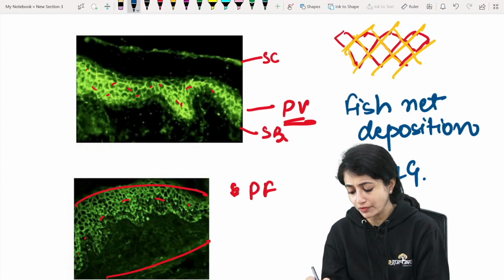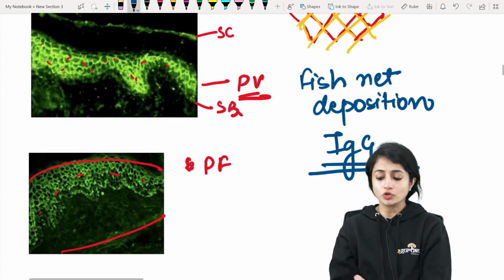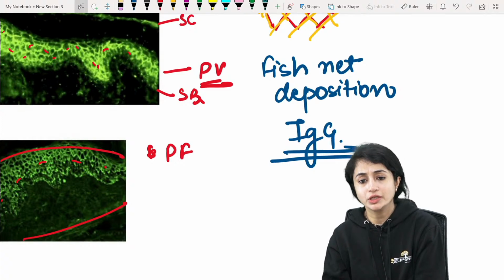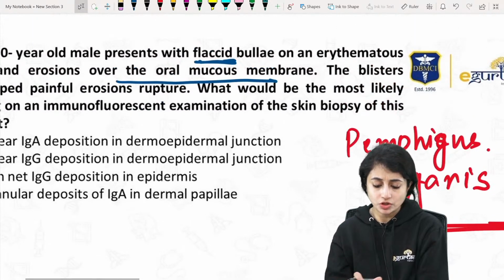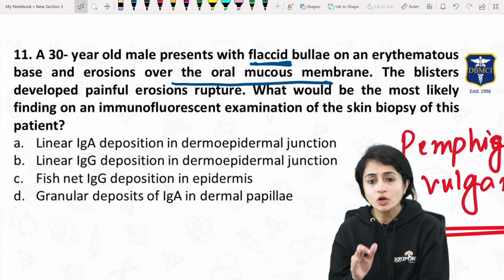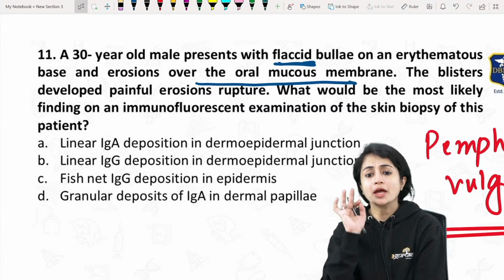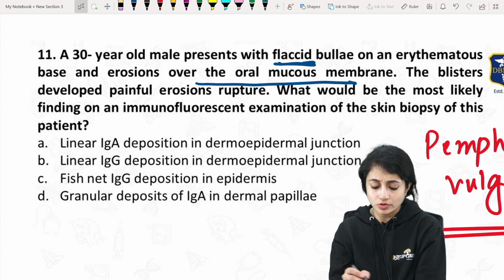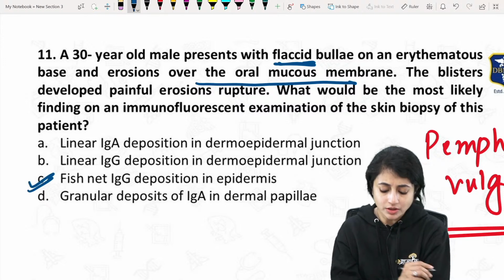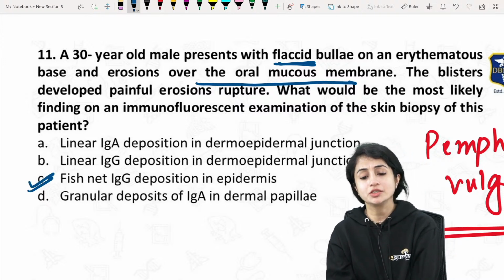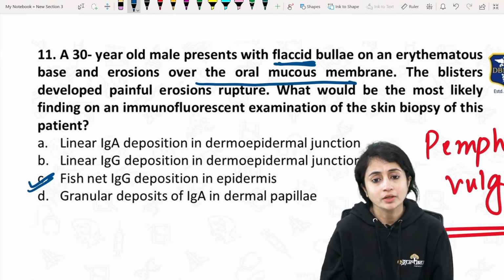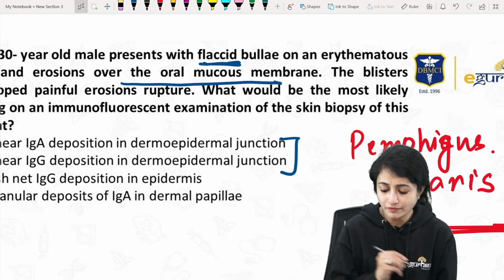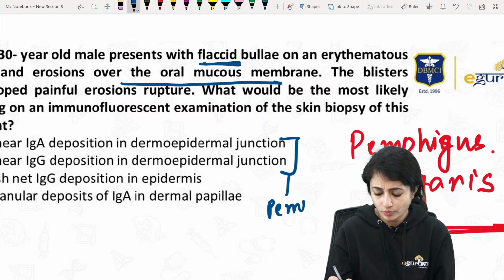Fishnet deposition of IgG. IgG is the major immunoglobulin that I have in pemphigus. So this is typically called fishnet deposition. Here from the question I could figure out I'm dealing with pemphigus vulgaris, and pemphigus vulgaris on immunofluorescence shows fishnet IgG deposition in the epidermis.